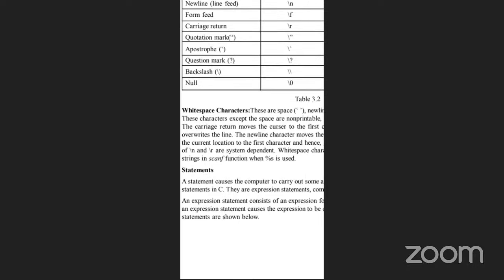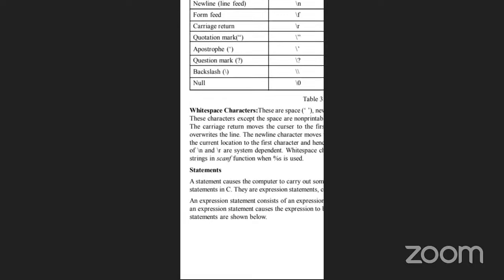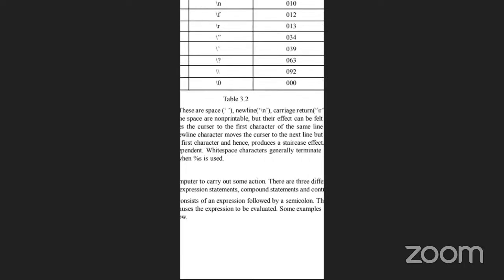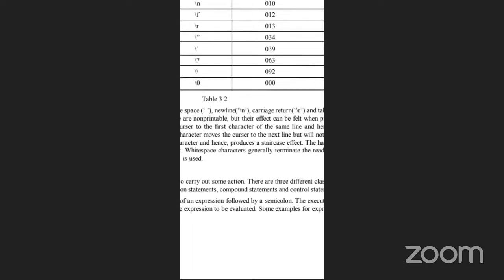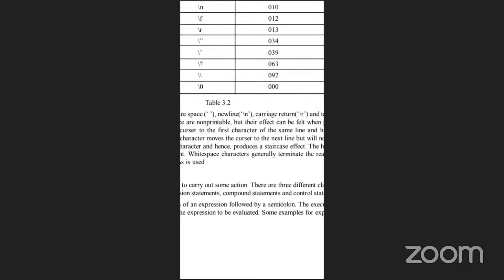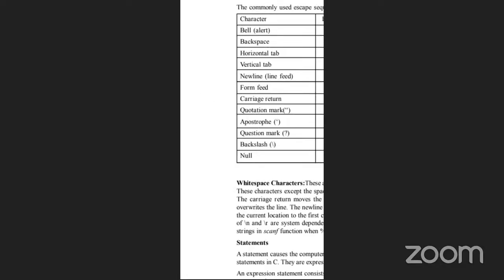Okay. Statements. We have 3 types of statements: expression, compound, and control statements. So what does expression statement mean? Expression statement consists of an expression followed by a semicolon. The execution of an expression statement causes the expression to be evaluated. Some examples of expression statements are given below.